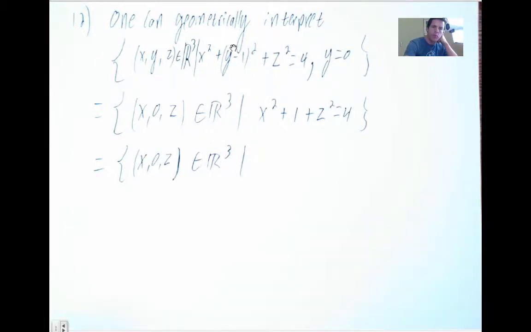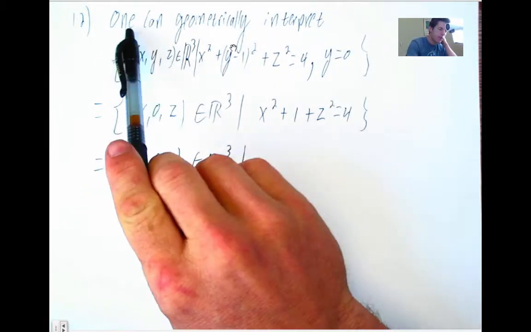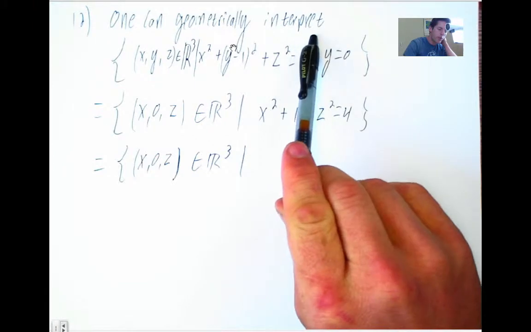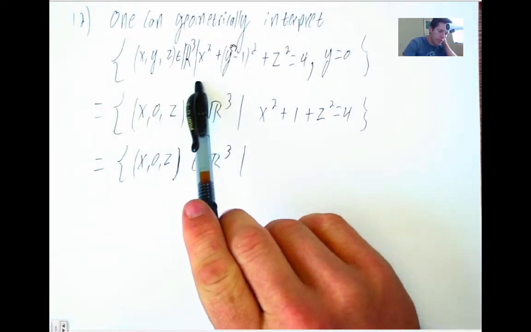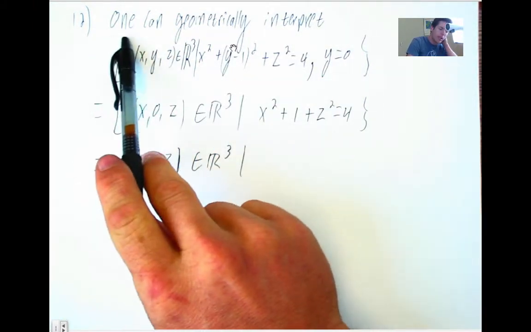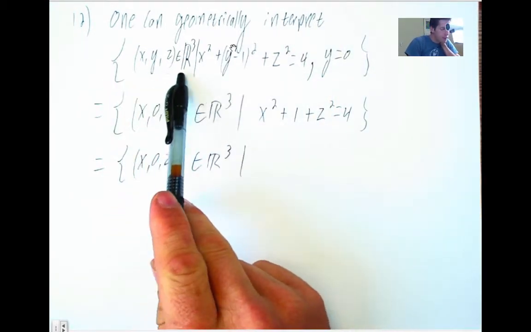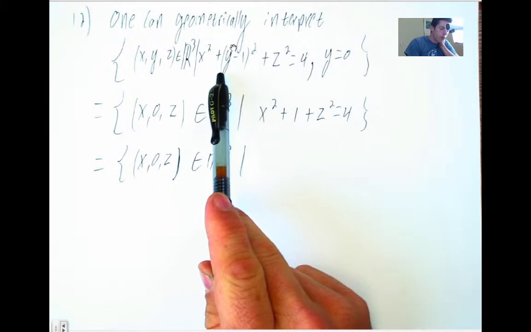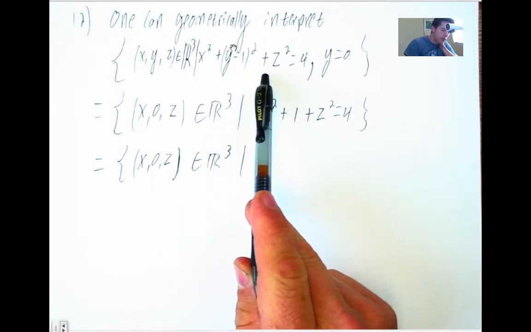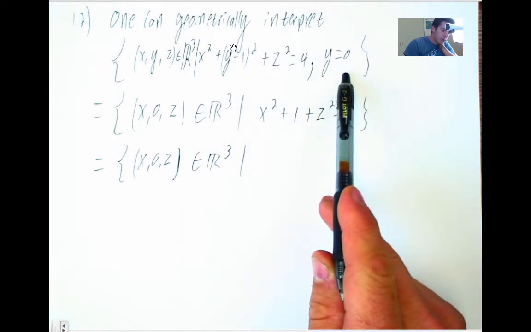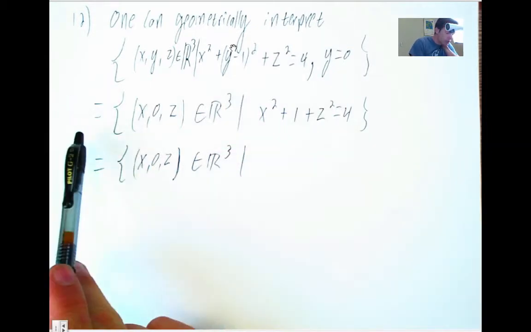Trying out a slightly different wording this time. I'm going to start with the phrase, one can geometrically interpret the set. And then there's the description of the set, right? So one can geometrically interpret the set of ordered triples x, y, and z in R3 such that x squared plus y minus 1 squared plus z squared is equal to 4 and y is equal to 0, which is equal to the set.